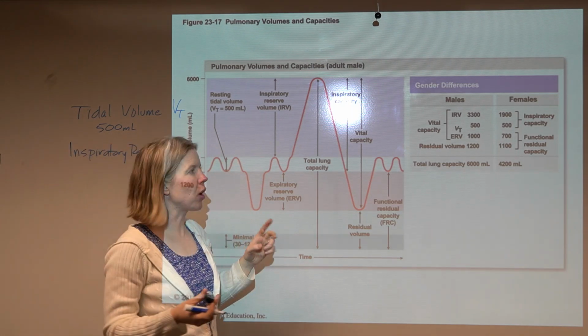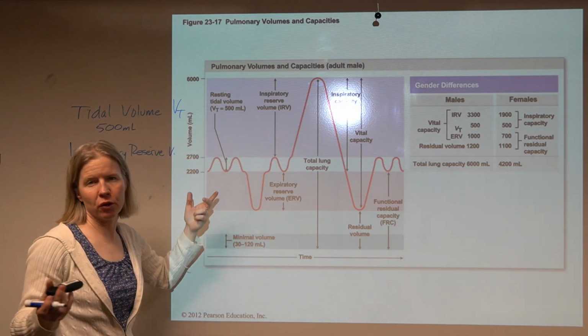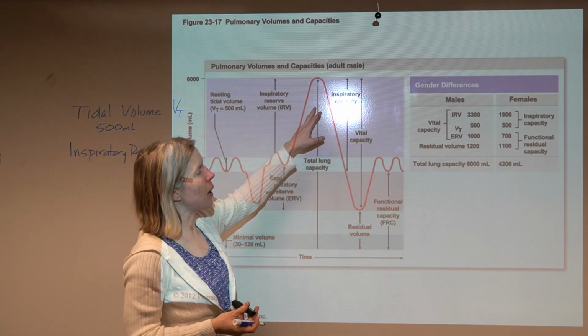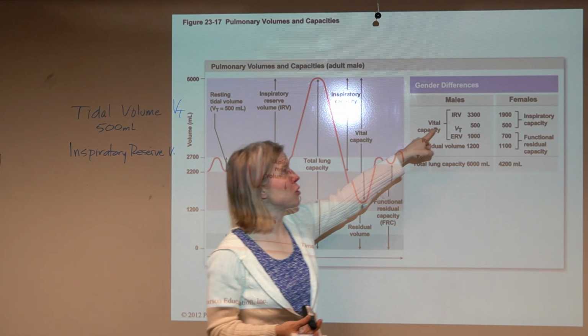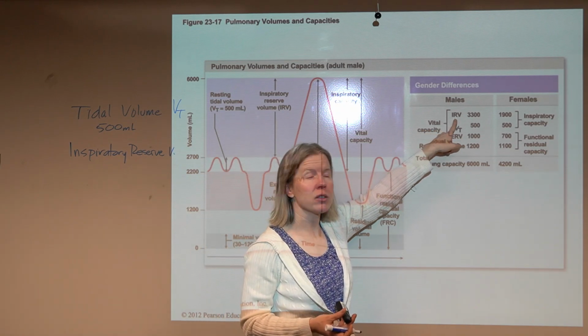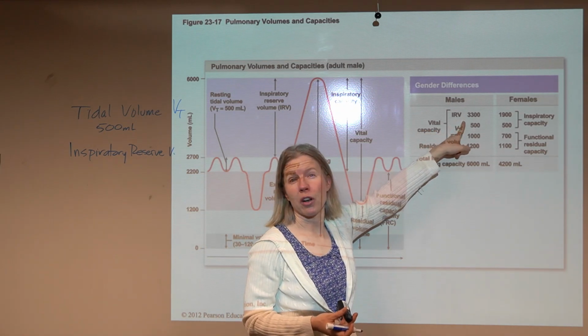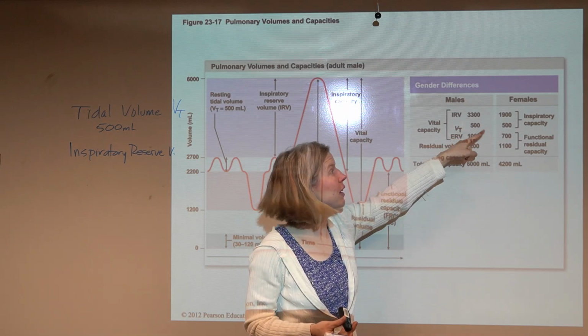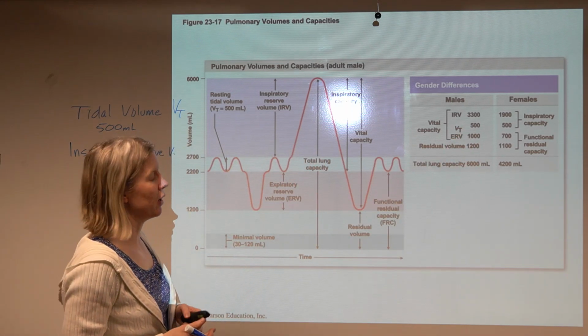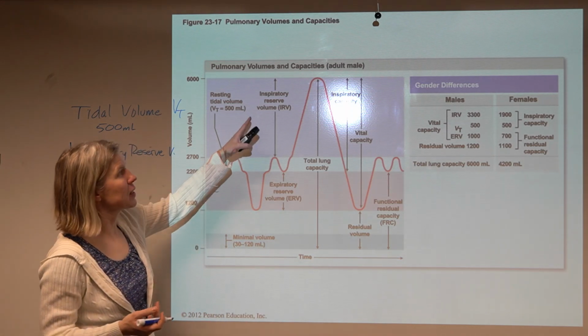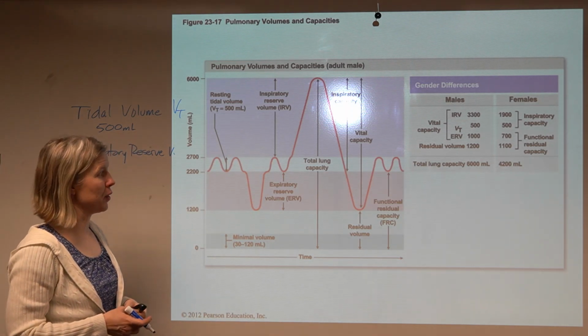You don't need to memorize all the numbers. You should know 500 mils for tidal volume. But notice inspiratory reserve volume varies greatly, even between males and females. In males, you get somewhere around 3,300 milliliters, so over 3 liters. In females, 1,900 mils, so less than 2 liters. Anyway, that's inspiratory reserve volume.